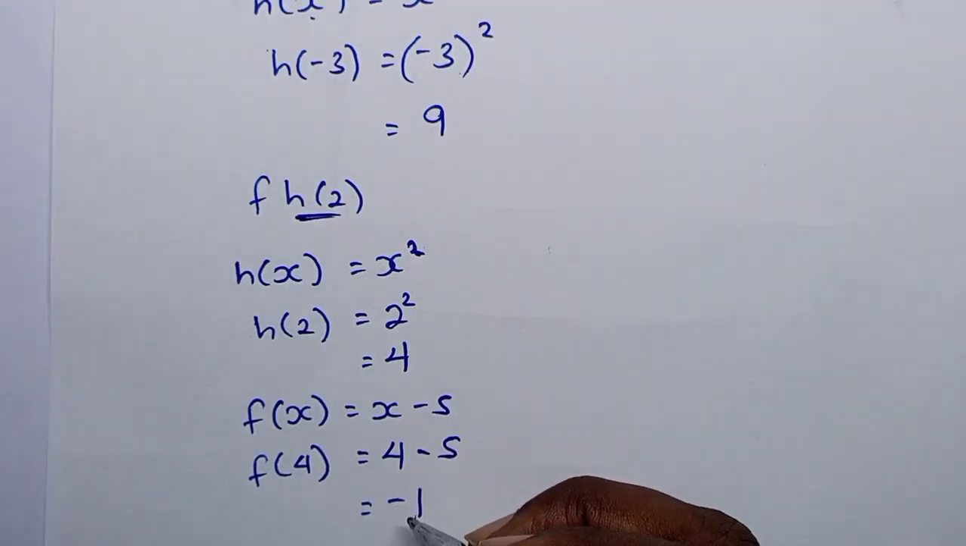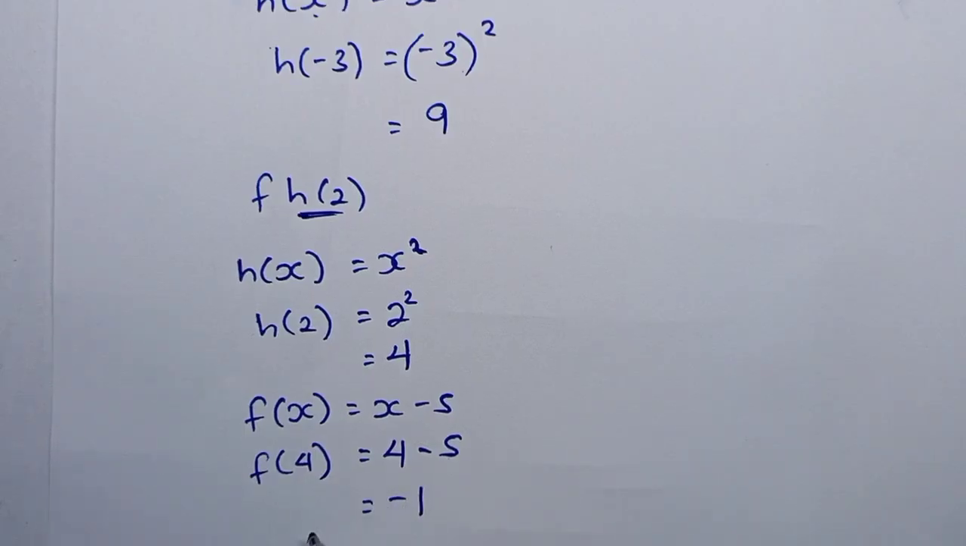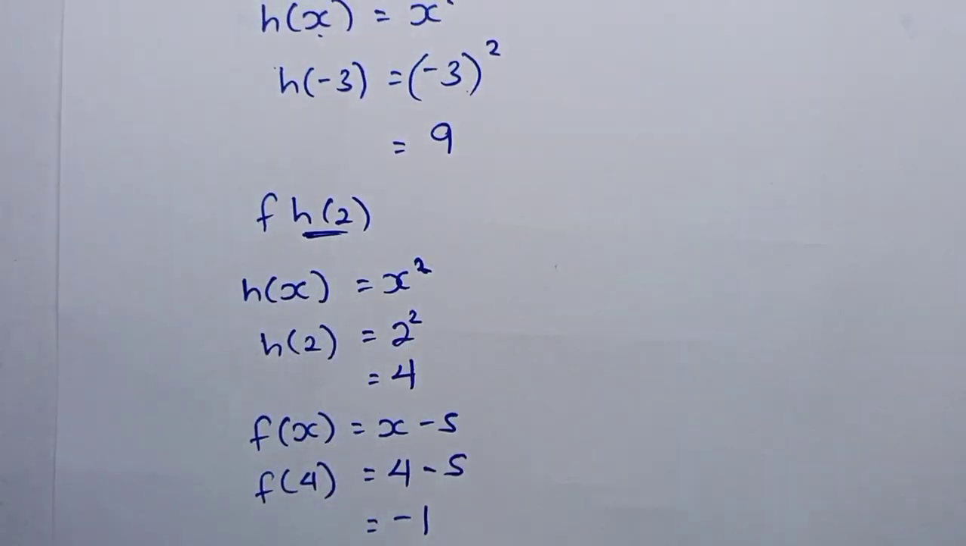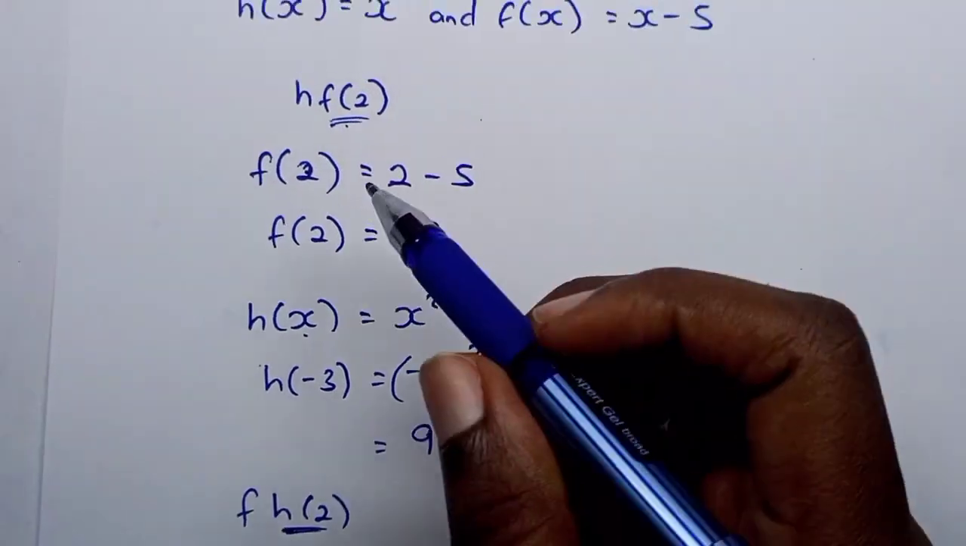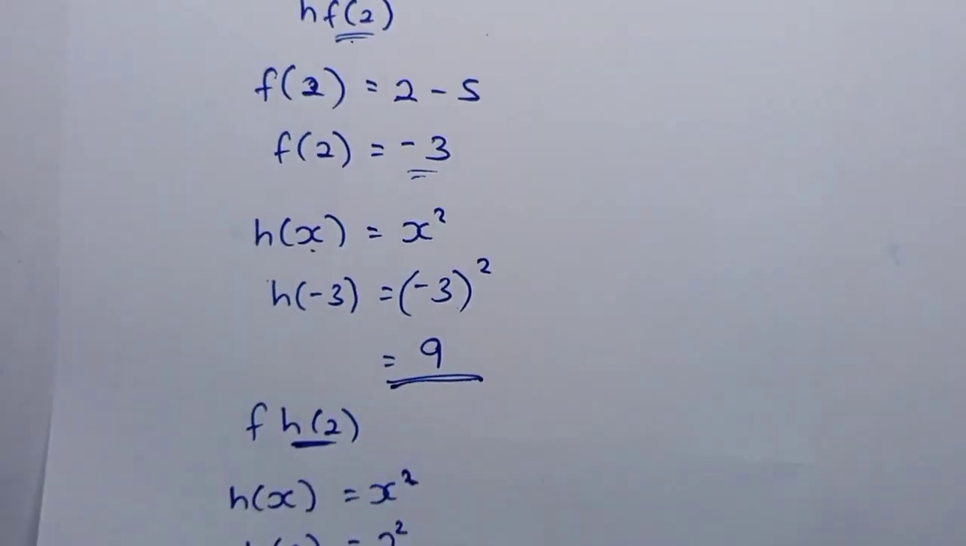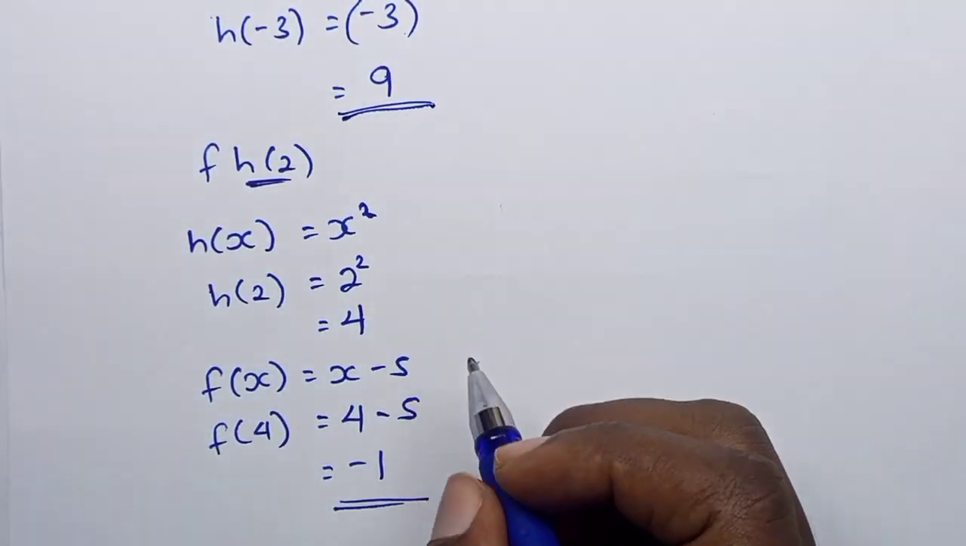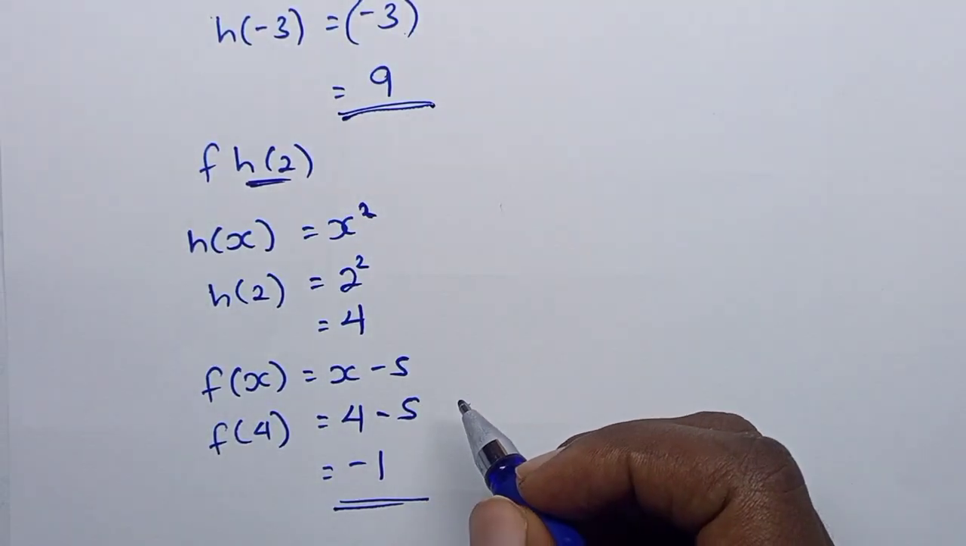negative 1. So now you can notice that we come up with different answers. This is f of h of 2, which gives us negative 1, while h of f of 2 gives us 9. So the order matters, and it totally gives different results.